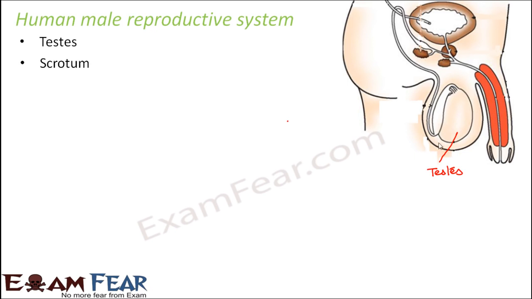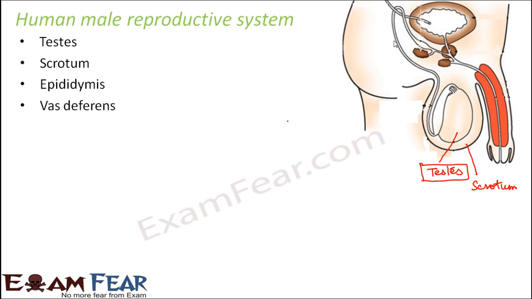Next is the scrotum. Scrotum is this bag-like structure which contains the testis. Testis is a very important organ because inside the testis only the sperms are produced, and sperms are the male gametes. Next is the epididymis. Epididymis is nothing but this tube which carries the sperms from the testis to the outside. Then the vas deferens.